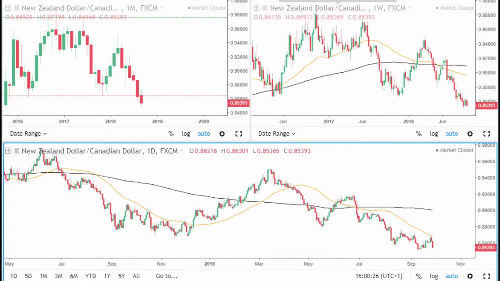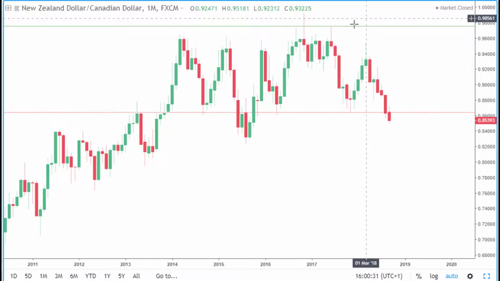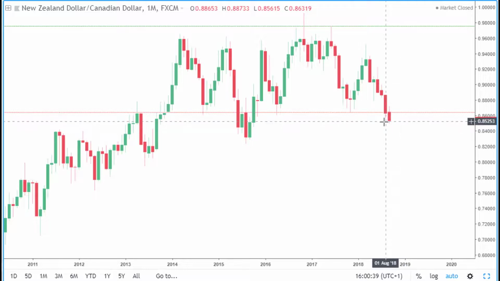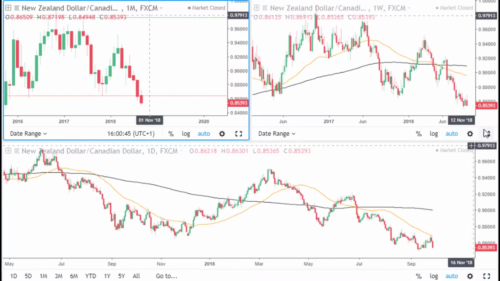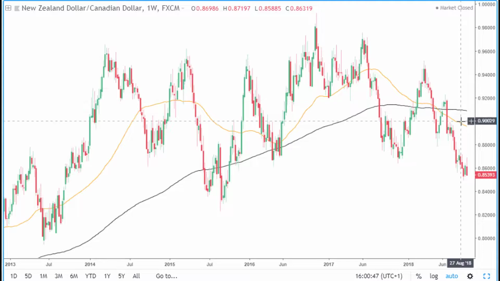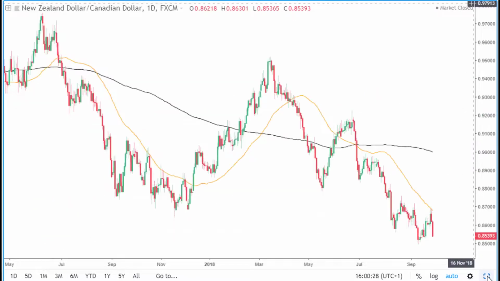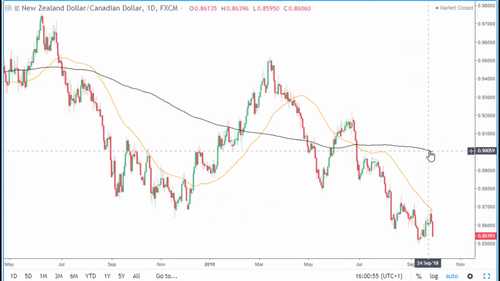The last forex pair we are looking at today is the New Zealand dollar, Canadian dollar. Now, this was previously between last year's high and last year's low, but currently is below last year's low. So we're seeing weakness to the downside. The next area of support will be from this previous low area here. On the weekly time frame, price is below both the 50 and 200 simple moving averages, and on the daily time frame, price is below both the 50 and 200 simple moving averages.